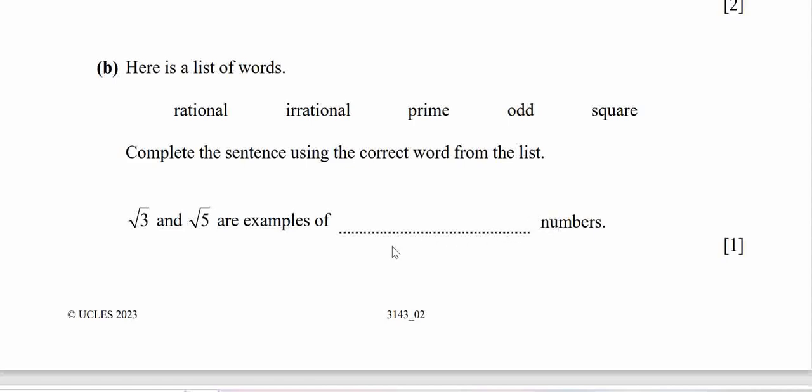So you got your answer? Let's check it out. Oh, the answer is irrational numbers. As we know, if we calculate with a calculator, square root of 3 and square root of 5 are non-terminating, non-recurring decimals, which you cannot express as a fraction, so they must be irrational.